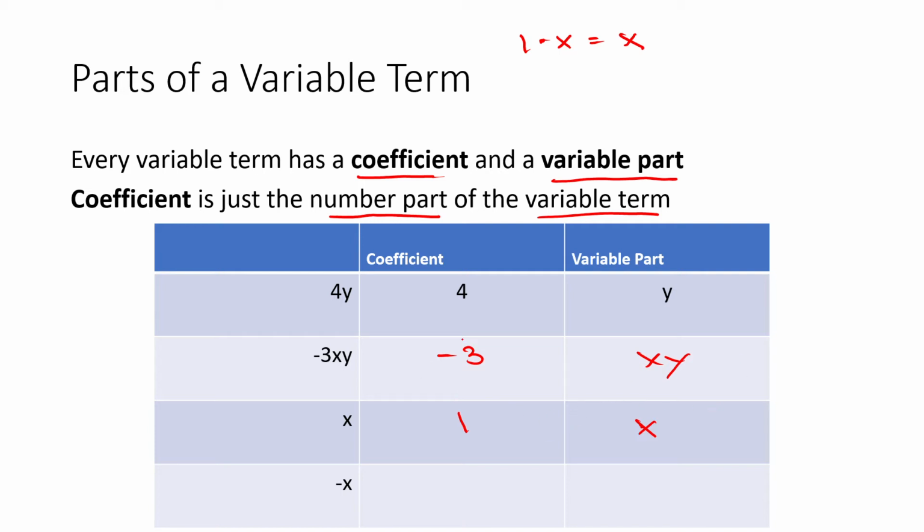x. Now let's move on to negative x. The coefficient of negative x is actually negative 1, and the variable part is x. Okay, not 0. A lot of people think, oh, the coefficient of this is 0. But if you multiply 0 with any number, you'll get 0, not x. So that is not your coefficient.